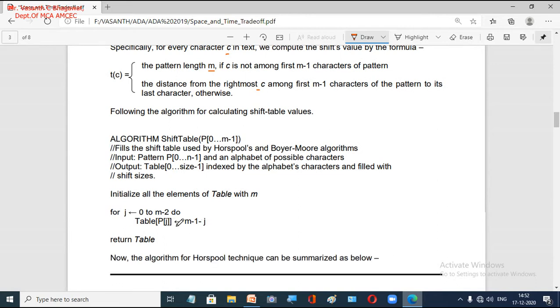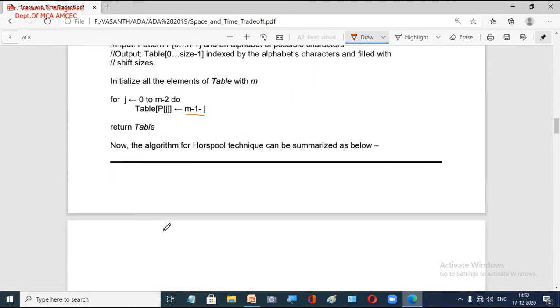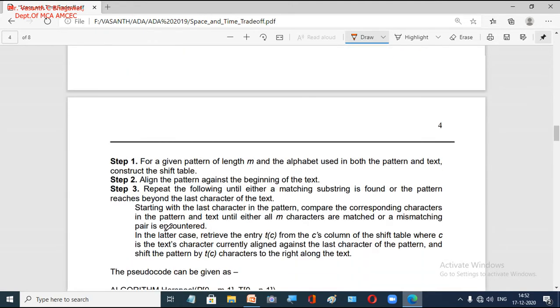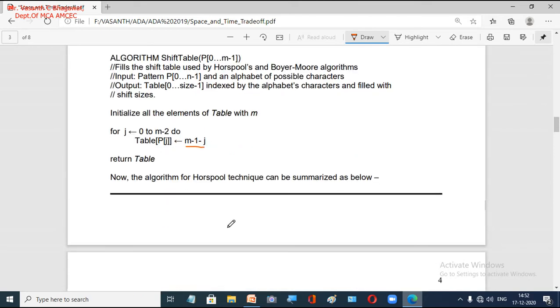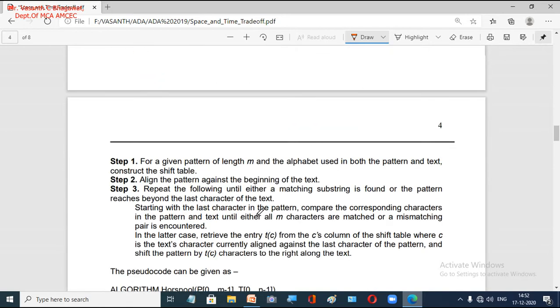Now, how do you design this shift table? We use a small for loop. For j goes from 0 to m-2, right? Now, you are going to find m-1 minus j. Based on this equation, we get the index and put that into our shift table, and we return that shift table. We will see how we do it, m-1 minus j, when we take an example.